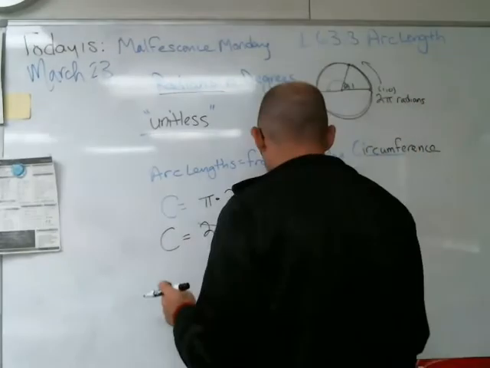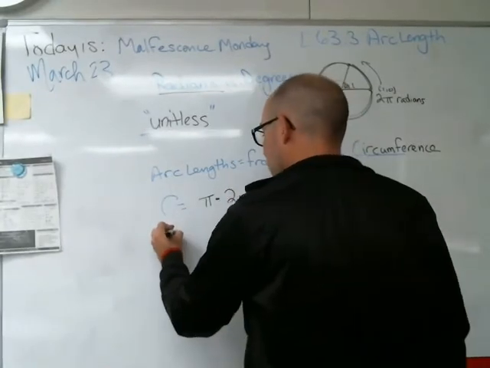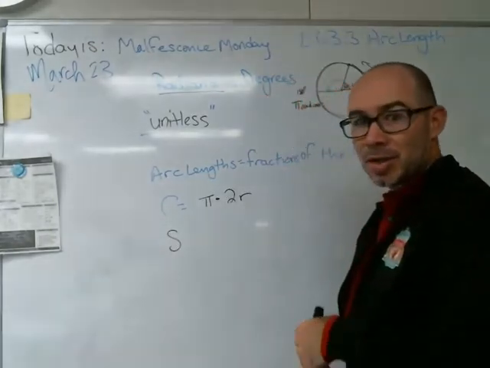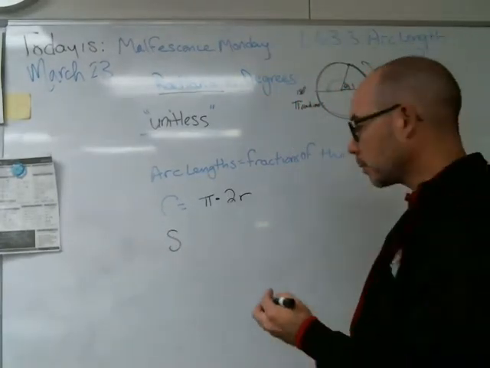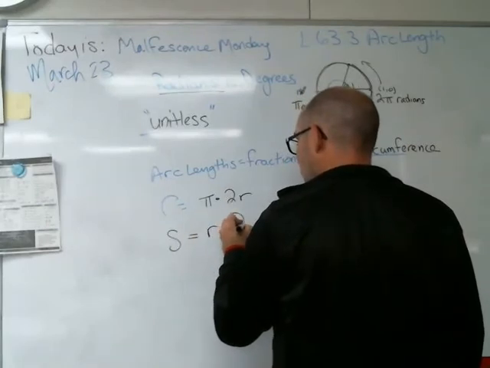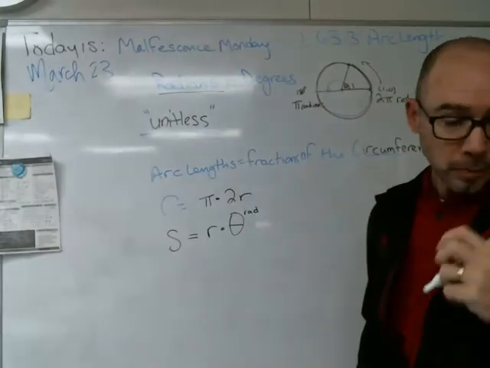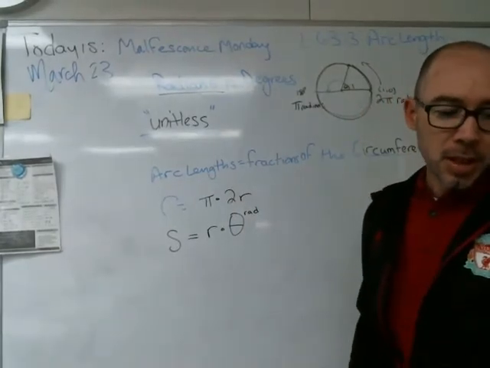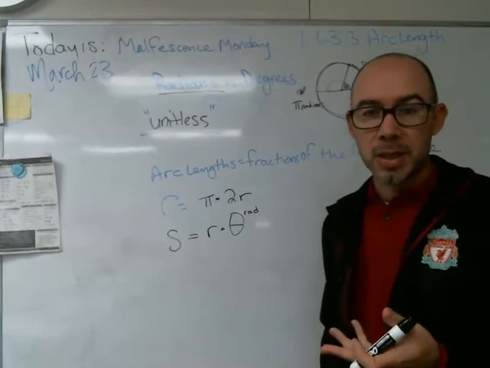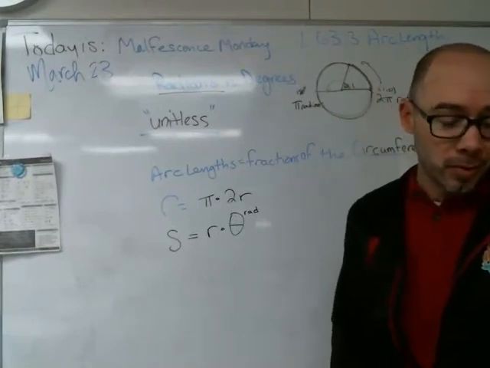So if we want to find arc length, which is given the letter S instead of C for circumference, because it's a section of the whole thing, then all we need is the radius and the angle in radians. That's it. This is the math of least resistance. This is the quickest way to get to an answer, to think in terms of radians.